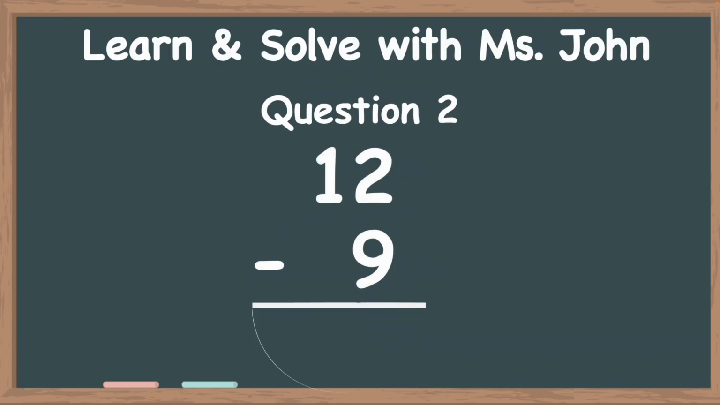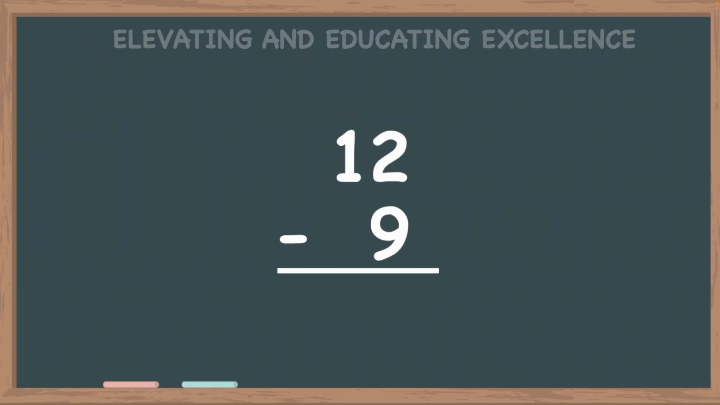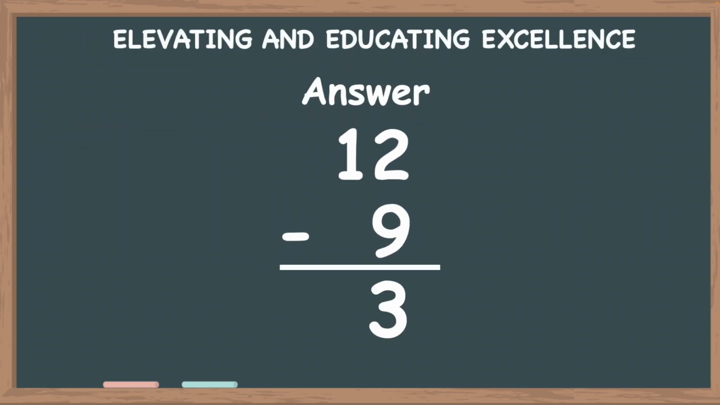Question number 2, 12 minus 9. We're going to draw a rough box first, and this time we're going to count downwards. Again, we're not going to account for the number 12, so therefore we're going to say 12 out loud and then count all the way down to the number 9. So let's begin. We're going to say 12 out loud and then 11, 10, 9. So now we're going to count how many dots we just accounted for. 1, 2, 3. Therefore, there's 3 dots, so we know that 12 minus 9 equals 3. Again, 12 minus 9 equals 3.